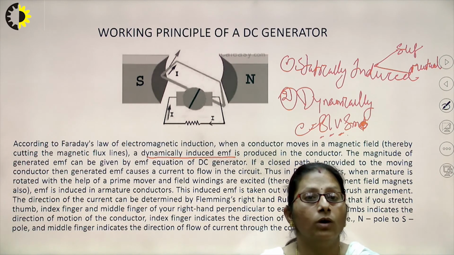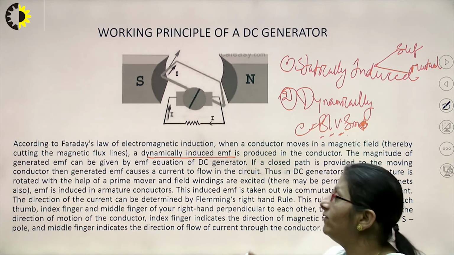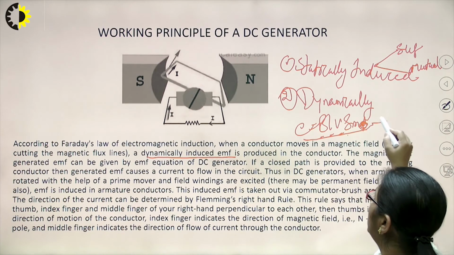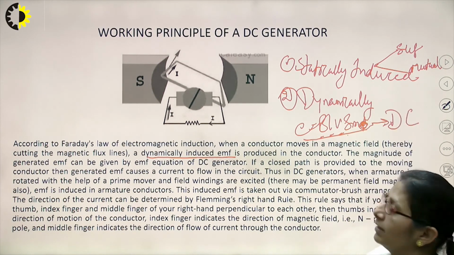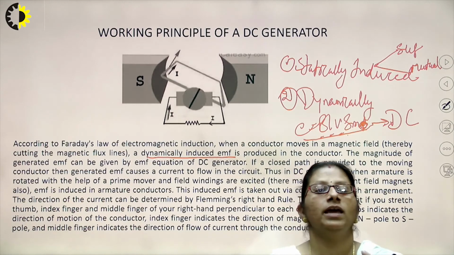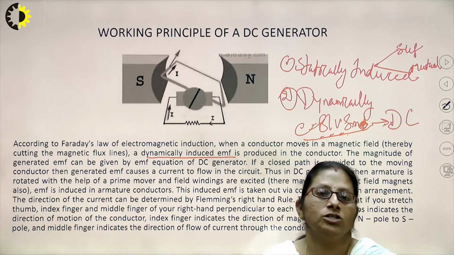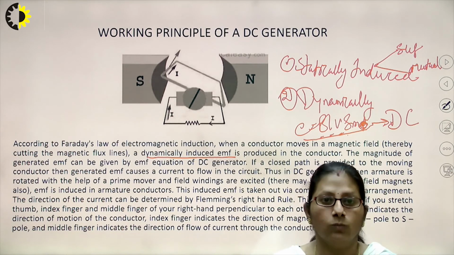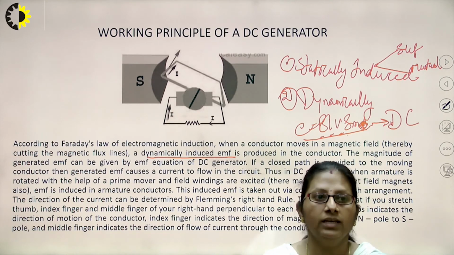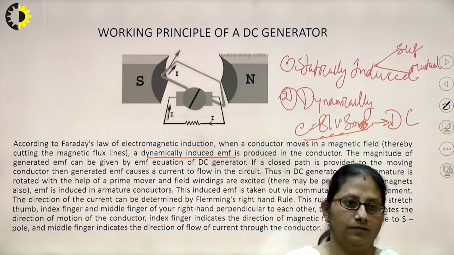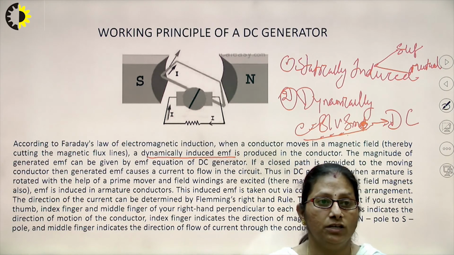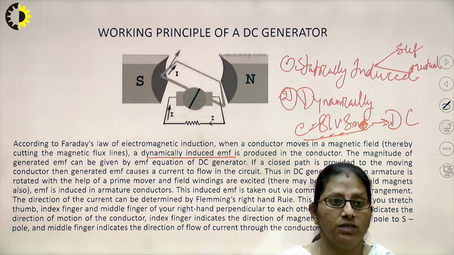Now, it is the work of the commutator to convert this internally developed alternating voltage into DC, and this DC is made available to the external circuit with the help of the brush arrangement, which is fixed. In which direction has the current, or the EMF, been induced?